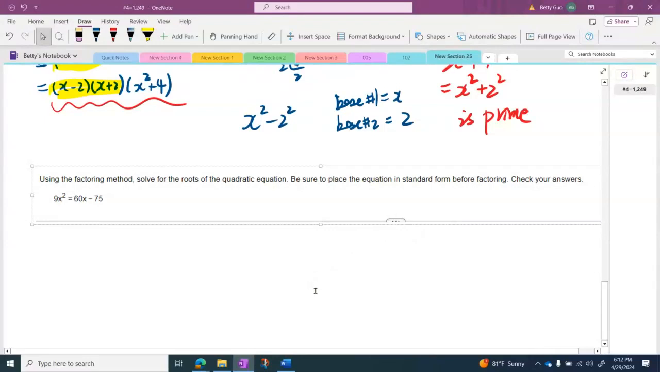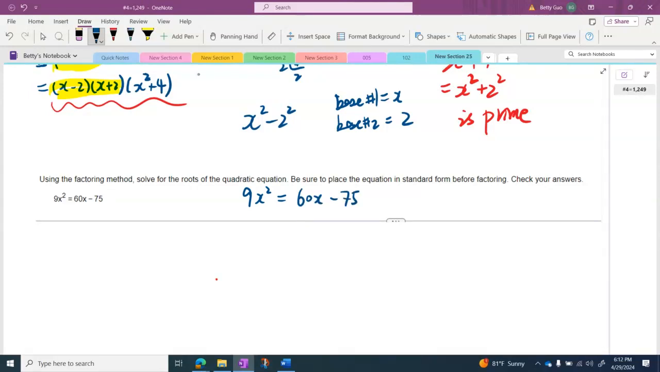This problem says, using the factoring method, solve for the roots of the quadratic equation. Be sure to place the equation in standard form before factoring. This is a good reminder. Make sure to rewrite the equation in standard form. When we solve a quadratic equation, we want the equation in standard form first, meaning the right-hand side has to be 0. We have 9x squared equals 60x minus 75.